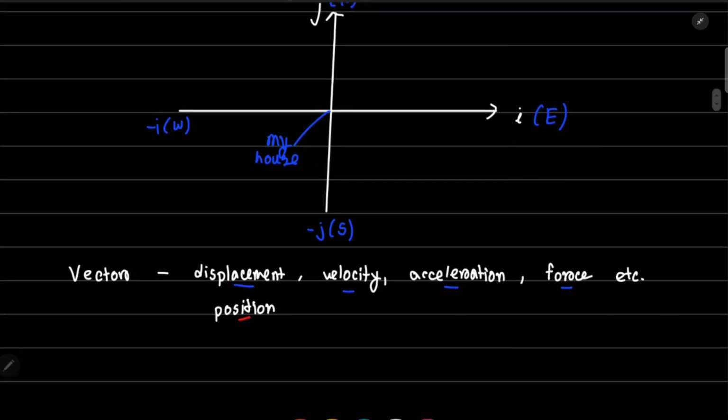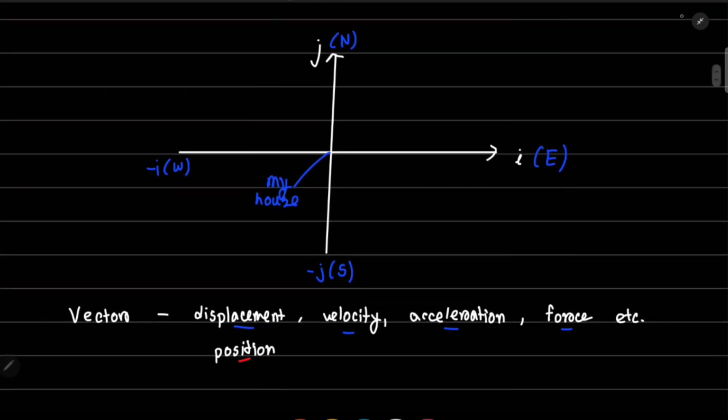Now with respect to my house, I can find the positions of other places. So I want to say that there is a shop 3 meters to the east and 20 meters to the north of my house. So 3 meters east is 3i, and 20 meters north is 20j. So the position of that shop is 3i plus 20j relative to me, or from the origin.